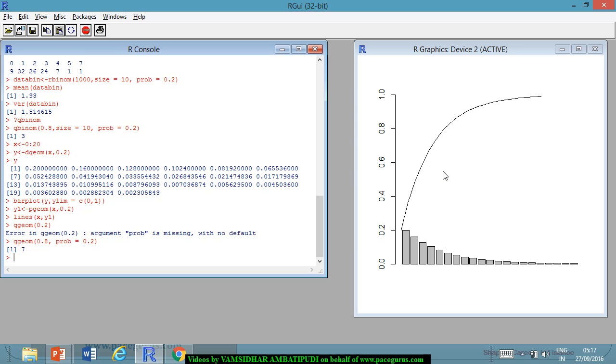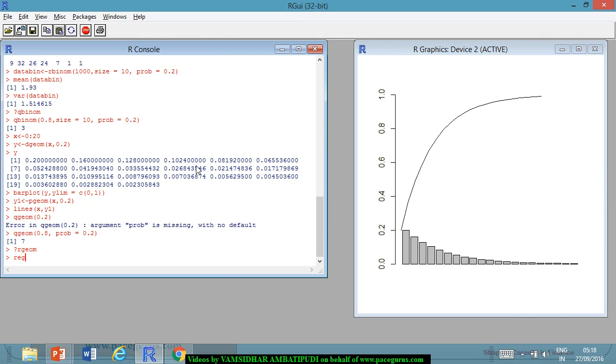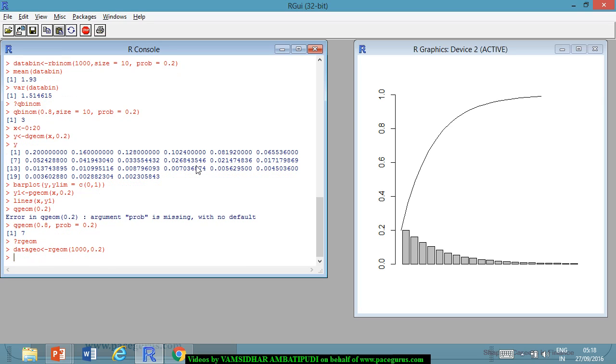If you are talking about RGM, you are giving n and probability, only two things. So I'll give RGM, I want 1000 observations that are following a geometric distribution where the probability of success is 0.2. And let's say I'll assign this to data geo, right? I'm assigning this to data geo.